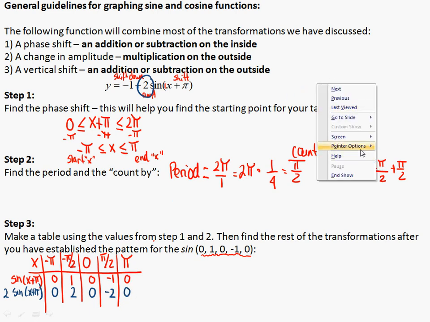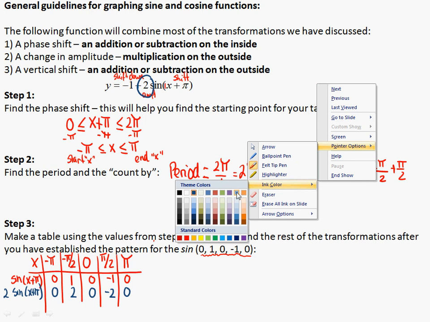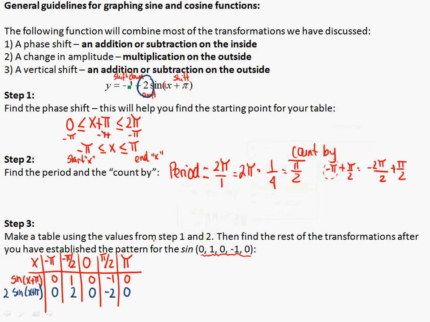And then the last shift is the up or down. So it is down, so that would be the negative 1. So now a negative 1 plus 2 sine of x plus pi. So this is why I need a little more space, but the negative 1 just subtracts from this, right? So I guess my graph is going to start at a negative pi, at a negative 1, then it's going to go up to 1, back down to a negative 1, down to a negative 3, up to a negative 1. Is everybody okay with that?